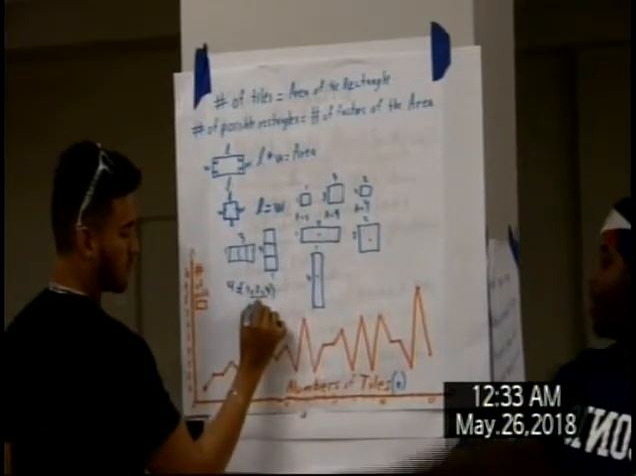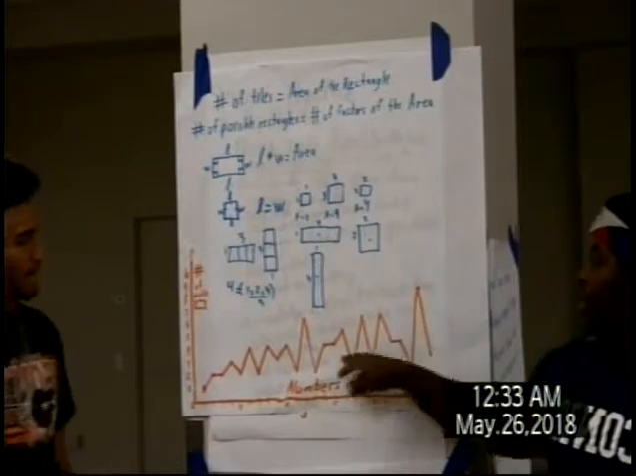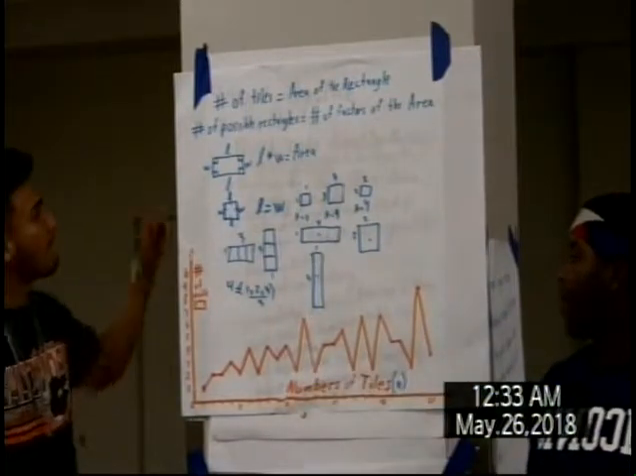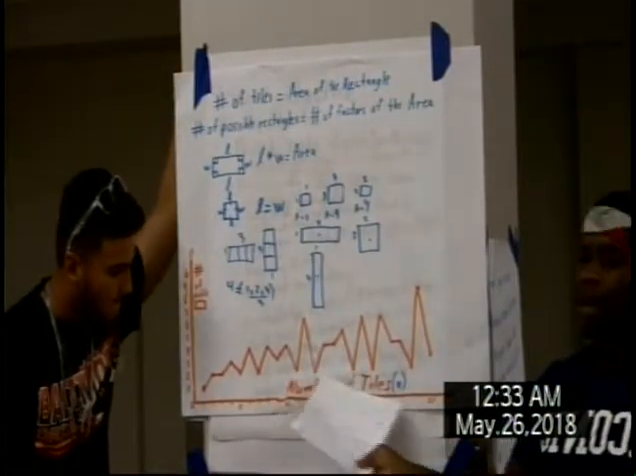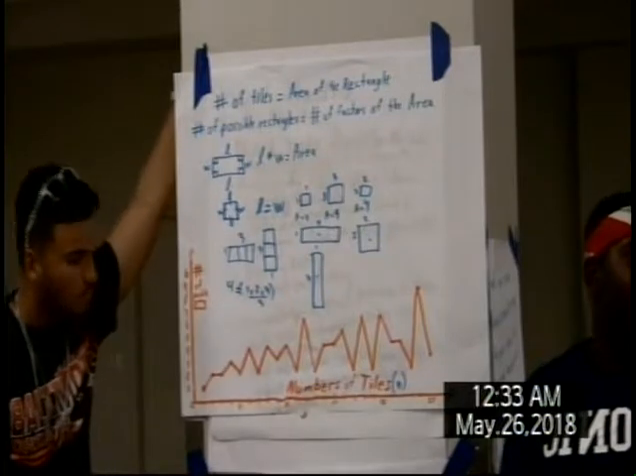So that's why there's really no pattern. There's no pattern that you can make because, of course, there's no pattern with prime numbers, so that's why it looks so random right here.